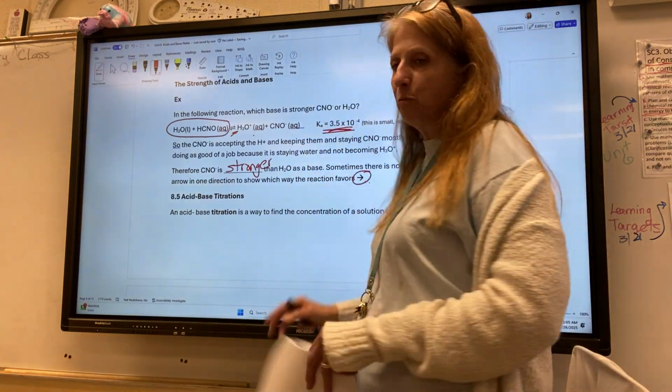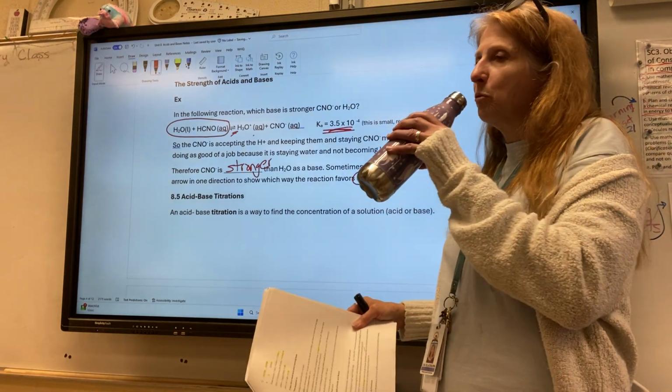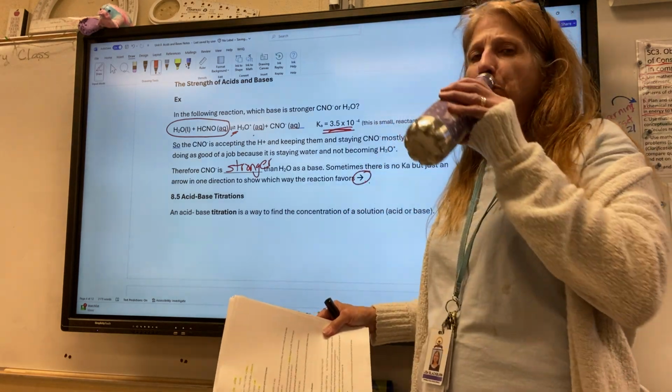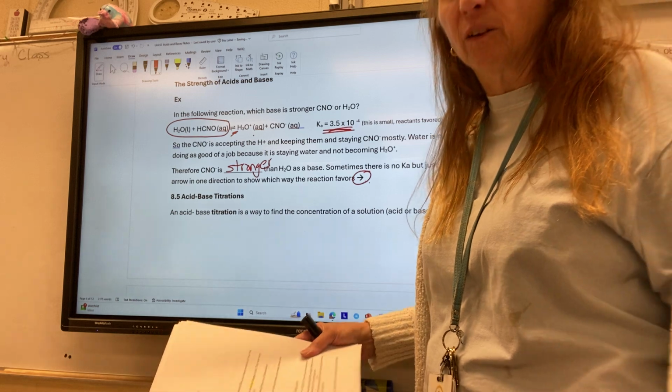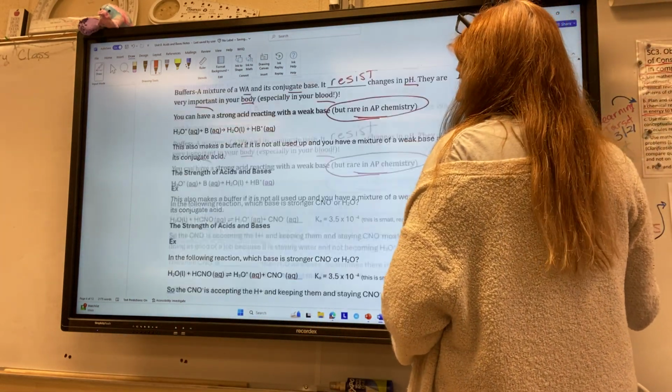Okay, next, acid-base titrations. We did one back in Unit 4, but we're going to learn a little bit more about them. But it's not hard. You're going to do fine. We're doing great. Okay, Unit 8.5, acid-base titrations.